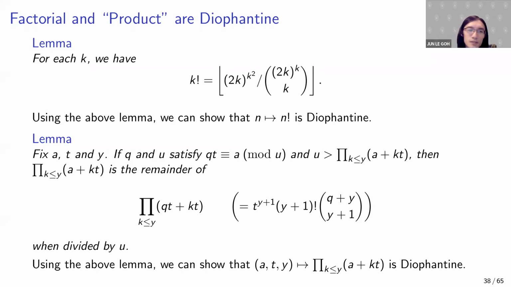And so apart from the proof of this lemma, you still have to do some work in showing that for any A, T, and Y, we can find Q and U that serve this purpose, but I'll skip those details. So the main point is that, just building upon previous things, we can again give a Diophantine definition of this product.